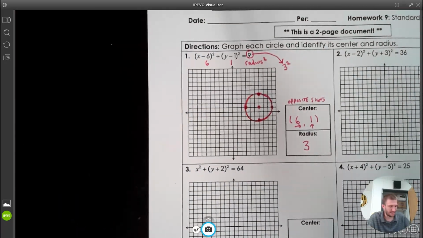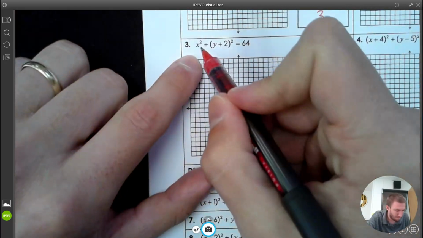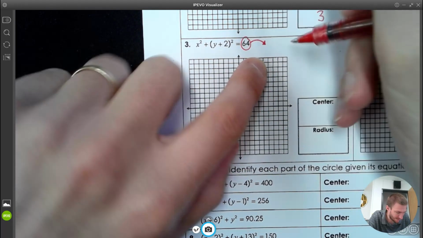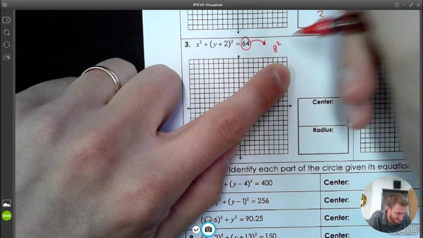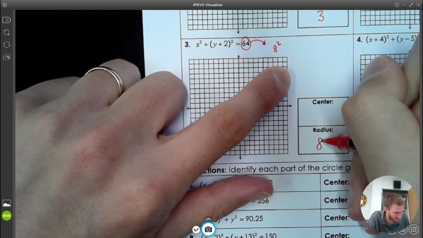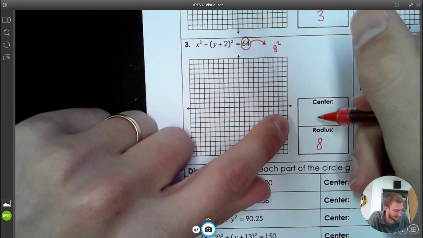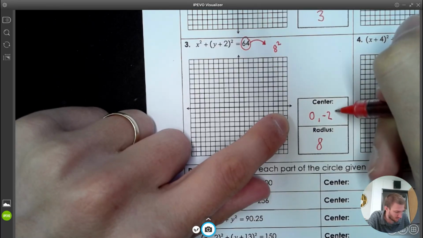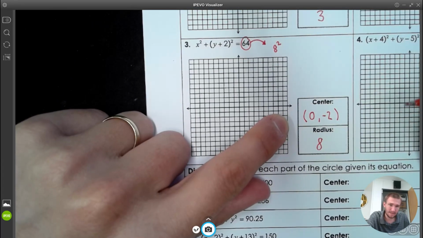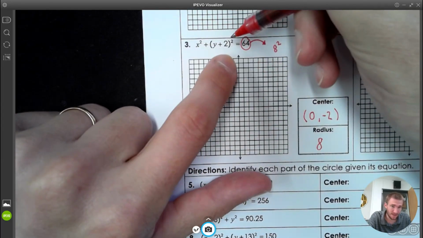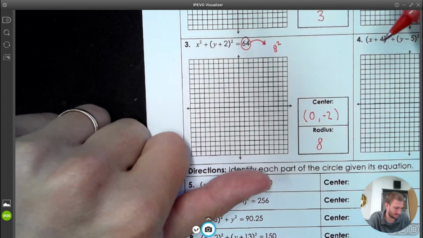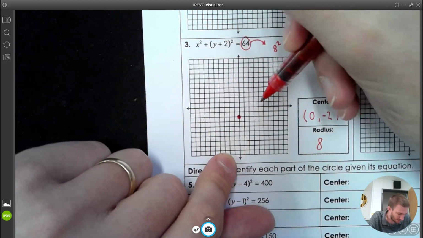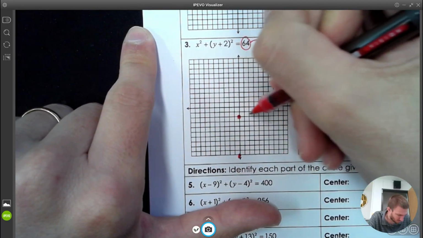I want to look at question number 3. 64 is not the radius. The radius is 8 because it is 8 squared. The center is going to be at 0, -2, because 0, 2, but we need to choose opposites. Again, my center would be 0, -2, and I would get my corners.